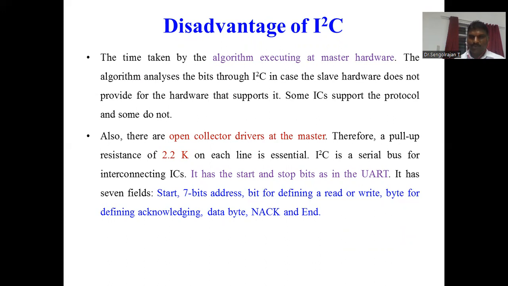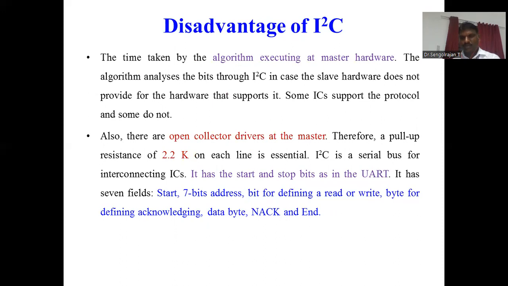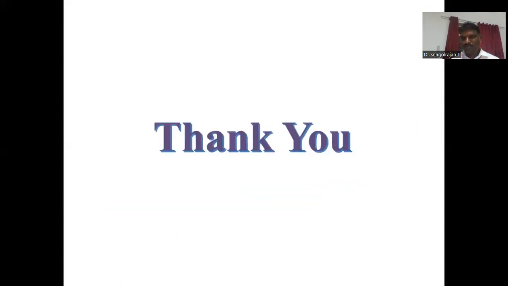I2C is a serial bus for interconnecting ICs. It has start and stop bits as in the UART, and it has 7 fields: start, 7-bit address, a bit for defining read or write, a byte for defining acknowledging data, then a negative acknowledgement at the end. So that is the open collector drive at the master, which is one disadvantage. Another is that the time taken at the master hardware is more. These are the two disadvantages that come across in the I2C bus. Thank you. We have discussed the inter-integrated circuit, I2C, in detail.